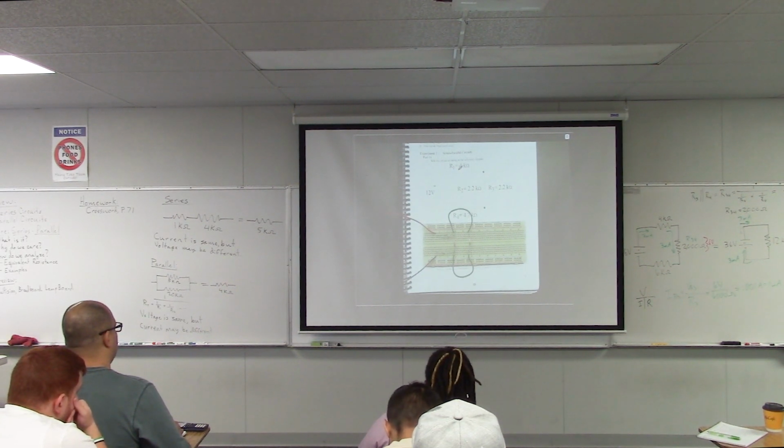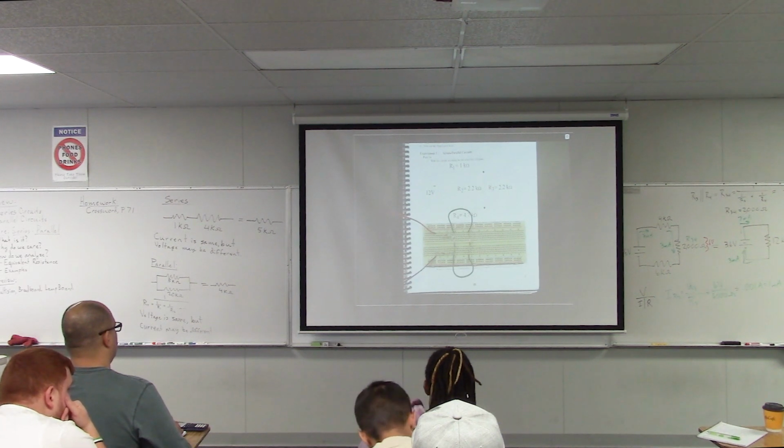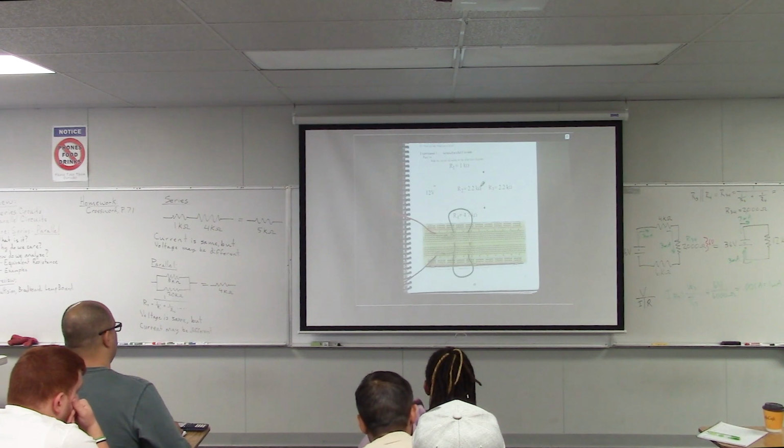Then R1 is on the top, so I've done that there. R4 is on the bottom here. And then R2 and R3 are kind of in the middle and the right side of the circuit respectively. So that's what I have put together here.